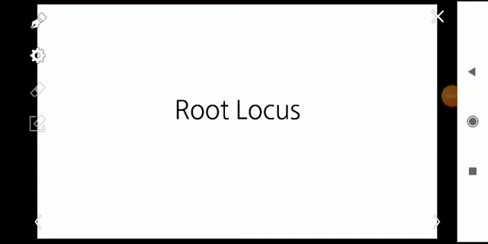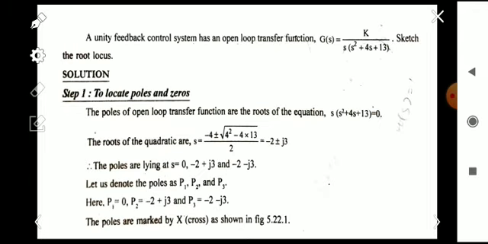Hi all. So in this video we are going to discuss problems on the root locus. The first problem is: a unity feedback control system has an open loop transfer function G(s) equal to K divided by s into (s square plus 4s plus 13).